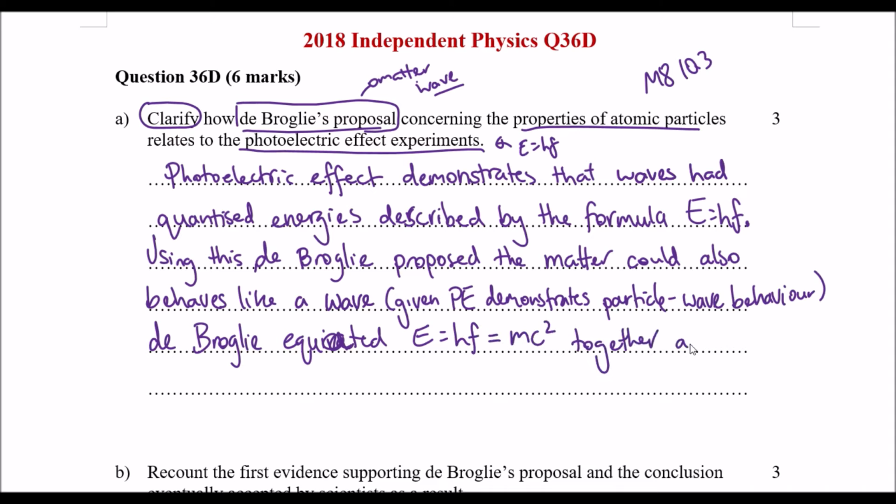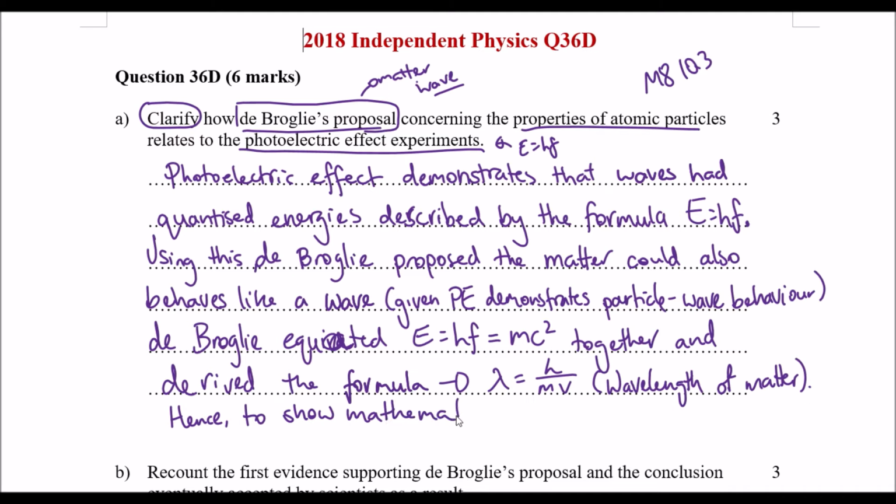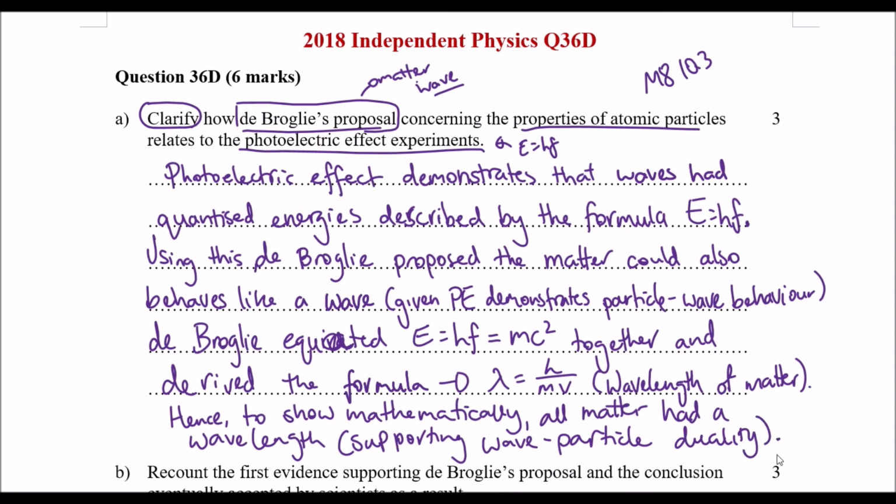De Broglie equated E equals hf to E equals mc² together to derive the formula, and so that's how we mathematically demonstrate all matter had a wave-particle duality. Okay, so that's what we have there. It explains to us exactly why de Broglie's proposal worked using the photoelectric effect experiment and what it tells us about the atomic particles. We'll move to question B.